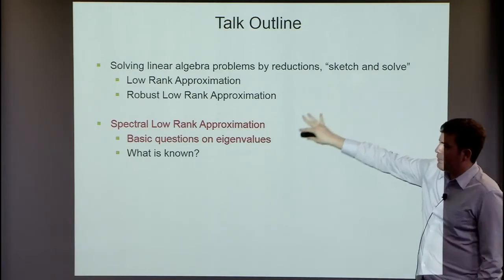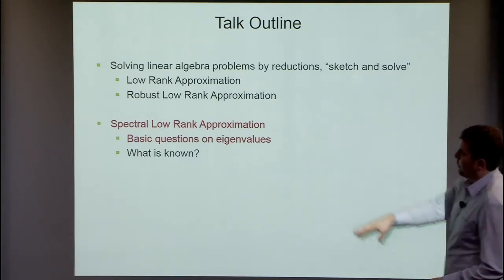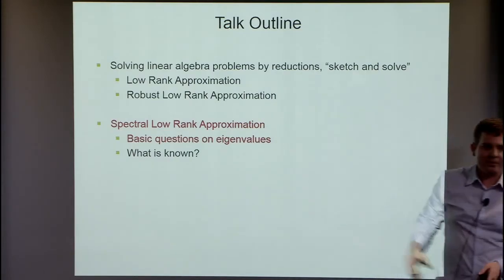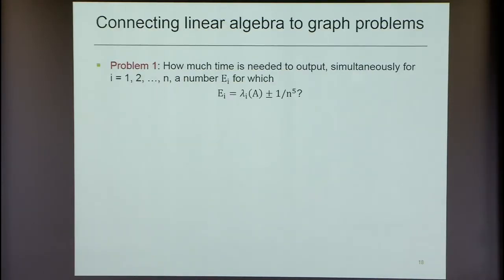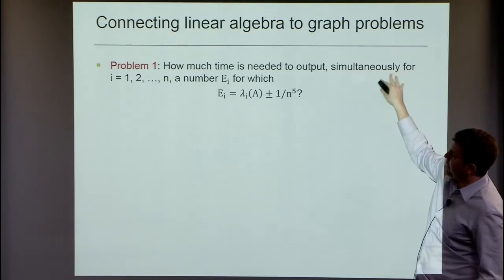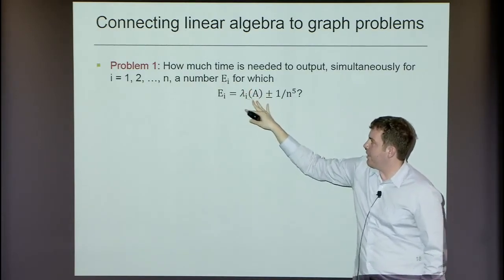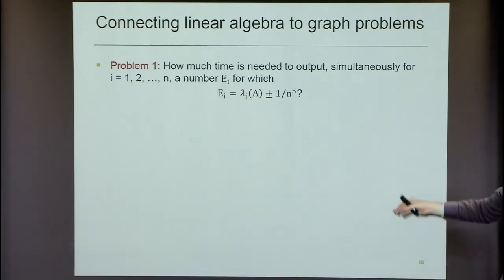So let me now move on to spectral low rank approximation. Here, this is just some discussions and some questions that I have for this community. First, unlike these forms of low rank approximation, we don't have optimal algorithms. So returning to some of the questions in the beginning, the first question I had is, how much time is needed to output simultaneously for every i an approximation E_i to the ith eigenvalue of A, say up to additive 1 over poly n?